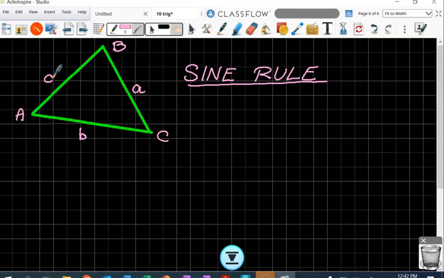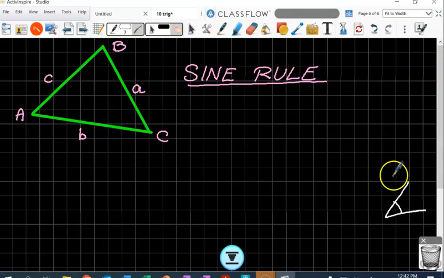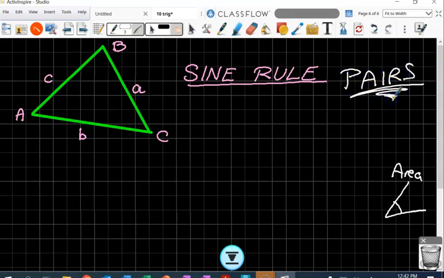When we used the area formula, we said that you needed to have two lengths and the angle in the middle, right? That was for area. With the sine rule, it is all about pairs. So what we need is a known pair. We need an angle and we need its opposite length. And there's going to be two ways we can do the sine rule.